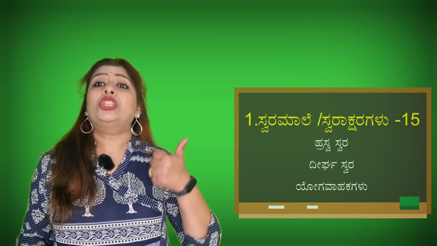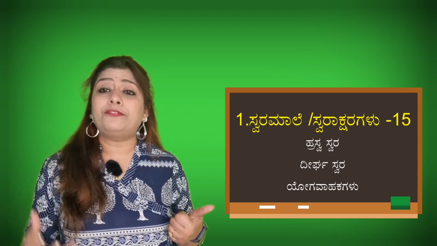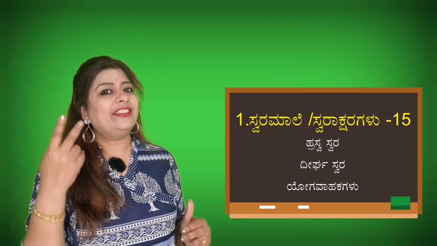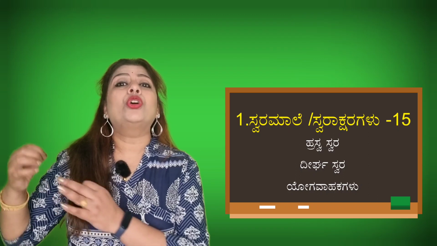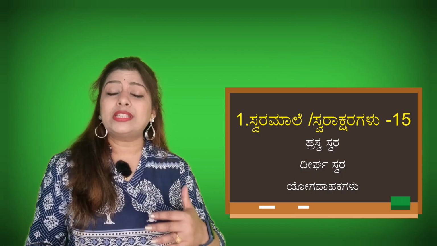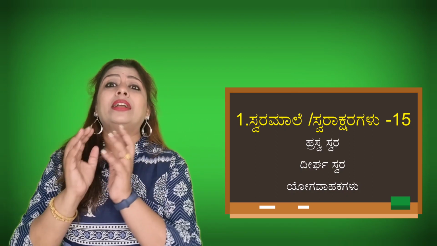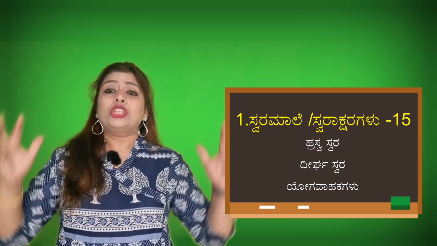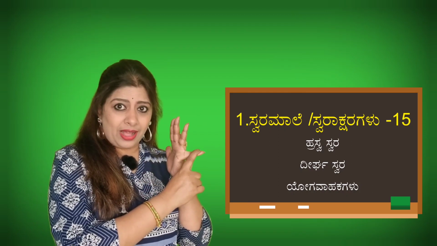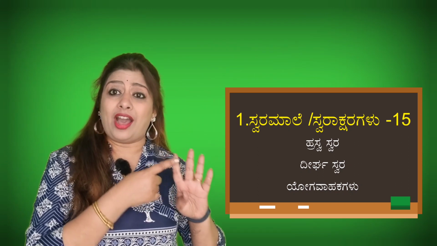The first one is swaramala, the varnaksharas from a to aha. These are 15 letters, out of which 13 are swaraksharas and the last 2 letters are yogavahaka. When it comes to pronunciation, there are 2 types: one is hrasva swara and the other is dirgha swara. So this is the first stage of learning: swaramale, hrasva swara, dirgha swara and yogavahaka.